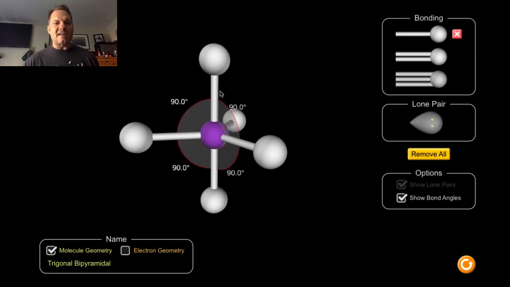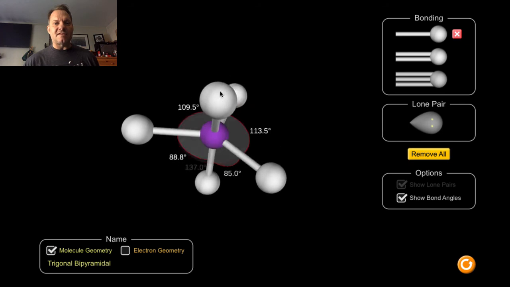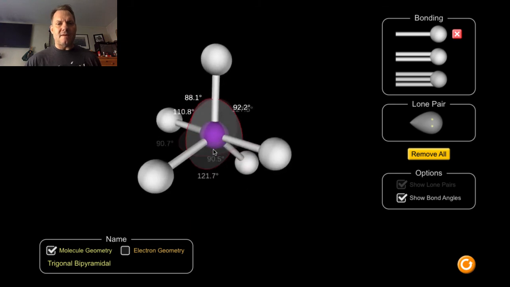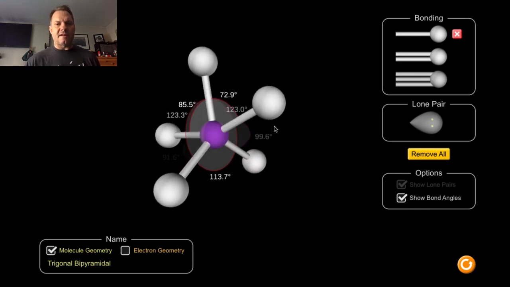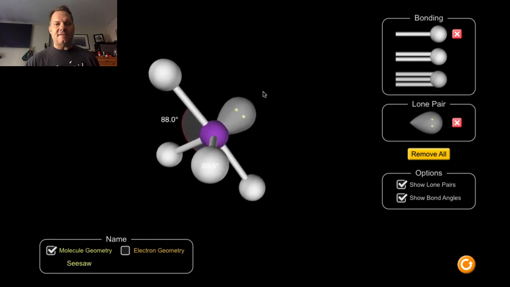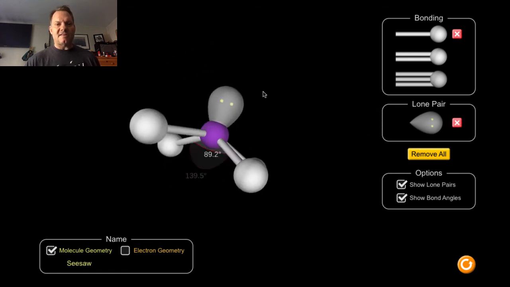Our bond angles from one side to the other are 90, but obviously looking down at this angle, it becomes 120 degrees. Trigonal bipyramidal, 5 bonding pairs. One of them is substituted for a lone pair. What do we have? We have this happy little guy.